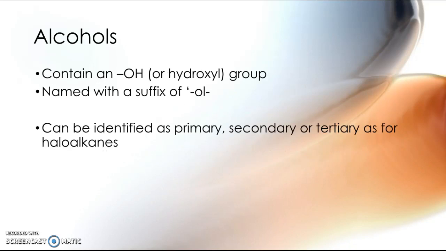Okay, so first and foremost, alcohols have an OH group, which is known as a hydroxyl group, somewhere in them, and we name them with a suffix of -ol. They are identified as primary, secondary, or tertiary the same way as we identify haloalkanes. Now, let me show you some examples.